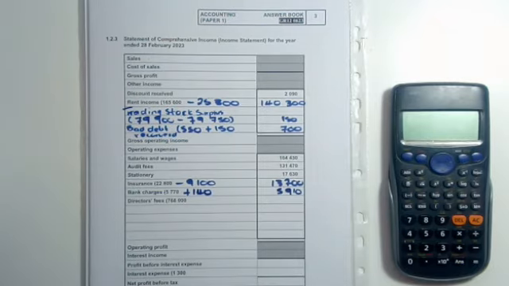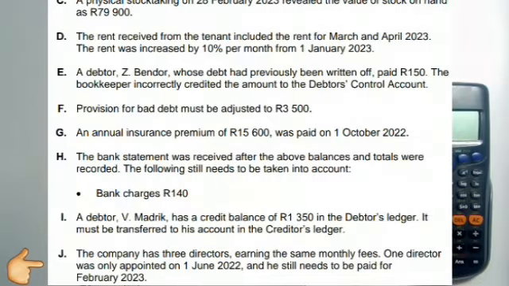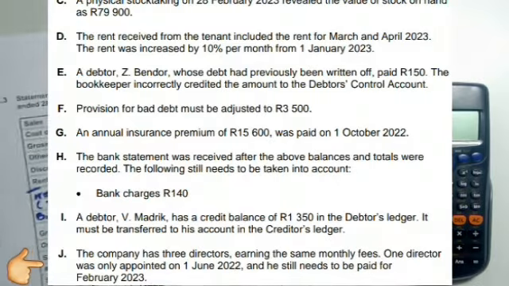And then the next one is our directors fees. Our directors fees has been given to us in information J, and it says the company has 3 directors earning the same monthly fees. One director was only appointed on 1 June 2022, and he still needs to be paid for February 2023.